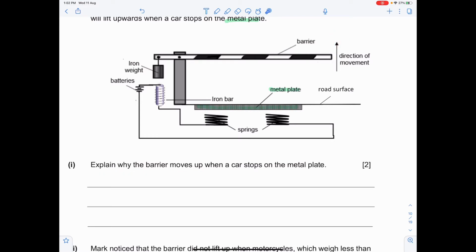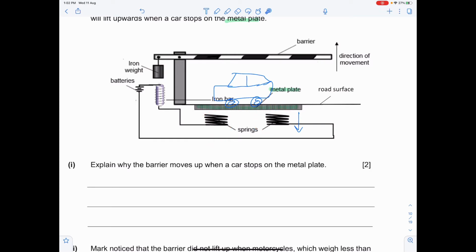So when you think about it, when you have a car resting on your metal plate, a certain amount of mass is being placed on this metal plate. And due to gravity, as you know, gravity acts on the mass, so it will be pushed downwards. When it's being pushed downwards, it will touch these two springs over here.